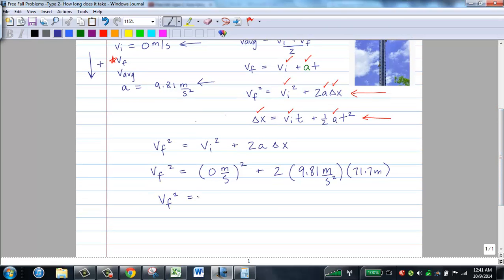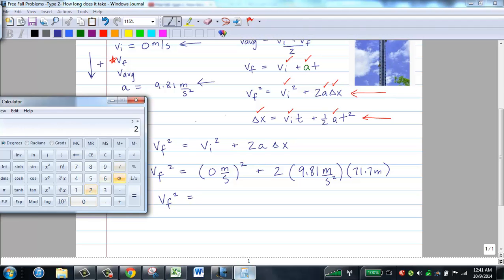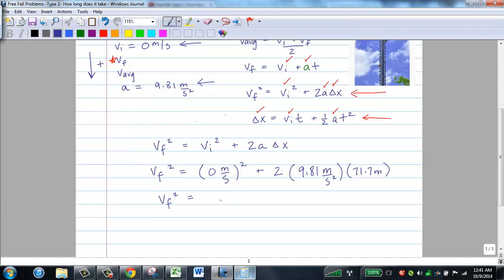VF squared equals 2 times 9.81 times 71.7. The 2 is part of the equation, and it is an exact number, so that does not limit my significant figures. Both of the measurements in my problem have 3 significant figures, so I'll write my answer down with 3 significant figures. So the number 1,406 written with 3 significant figures would be 1,410. Now the meters times the meters will make meters squared, and I already have seconds squared in the denominator.